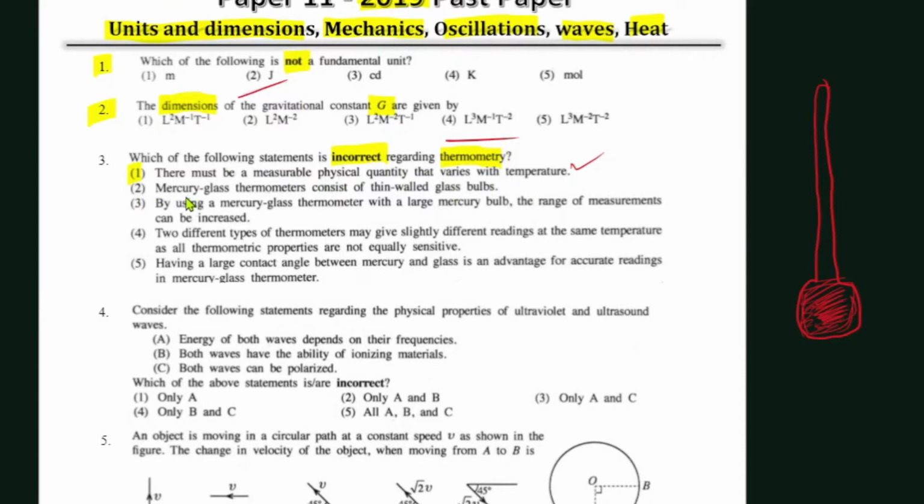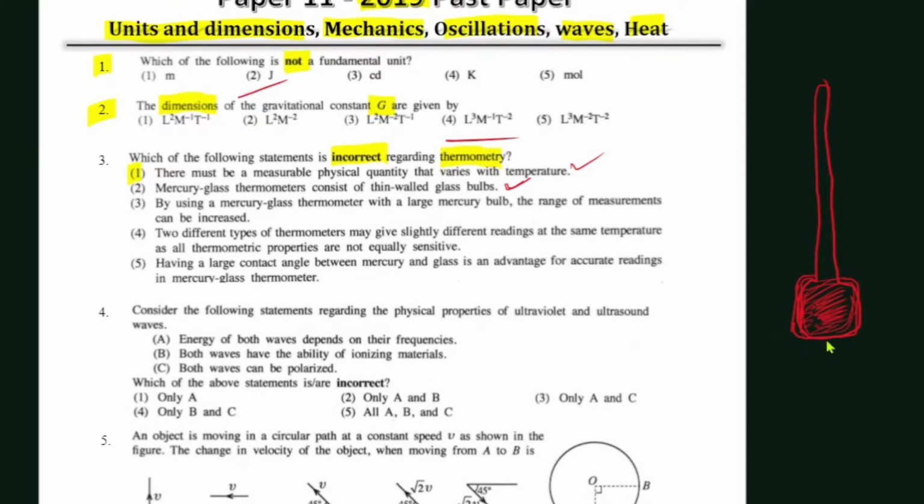Okay, next, the mercury glass thermometer consists of a thin wall, they're saying. Does it contain a thin wall? Obviously it contains a thin wall, right? So why does it contain a thin wall? Actually it is true. You need to understand it consists of a thin wall, that is true. So let us see why it should have a thin wall. What is the reason for the thermometer to contain a thin wall?